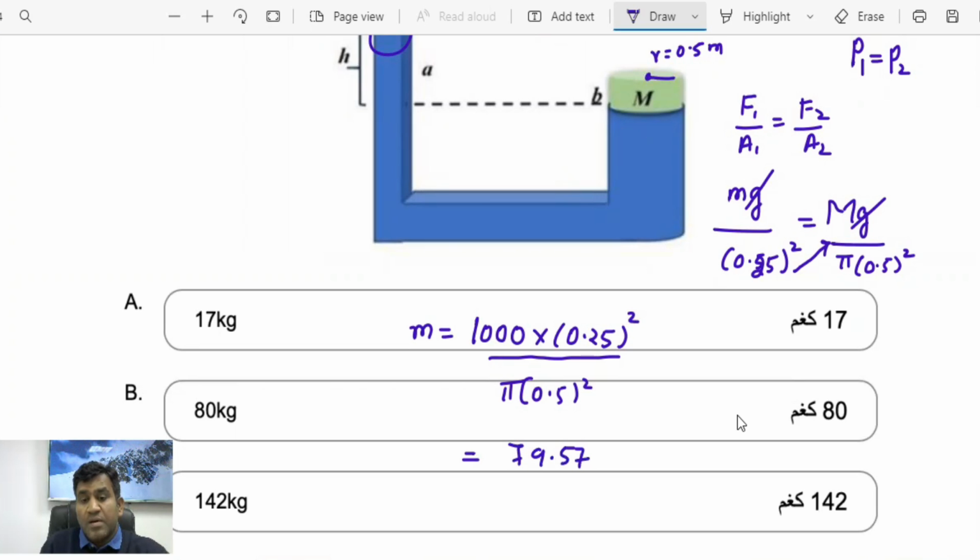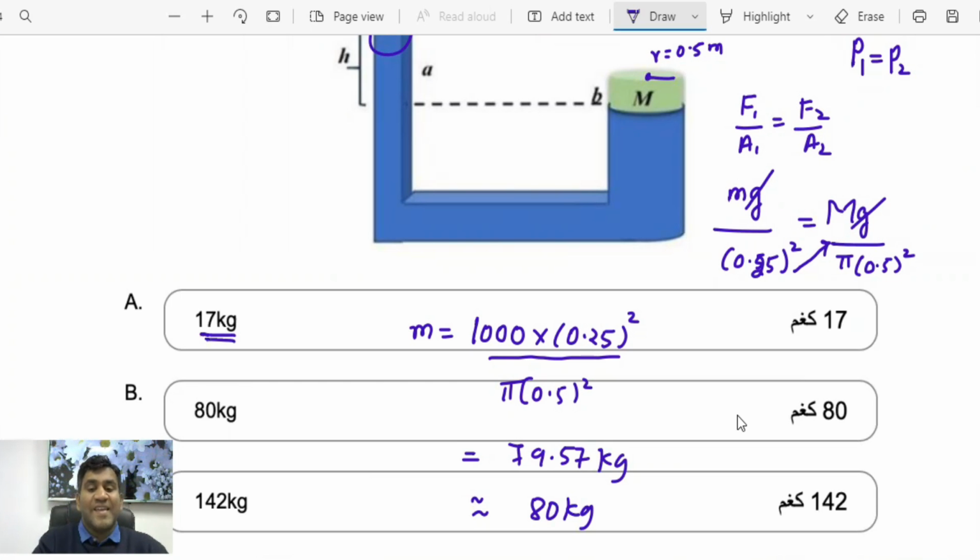79.57 kg. So approximately we can round it here as 80 kg. So this will be the answer. But if you look at the answer key, they have mentioned A as the answer, which is 17 kg. I'm not sure why they have mentioned 17 kg. Probably it might be wrong, because this is how we calculate the mass.